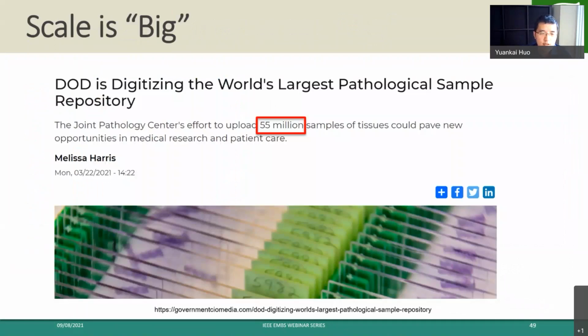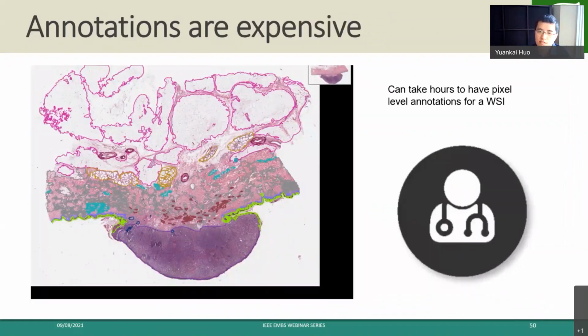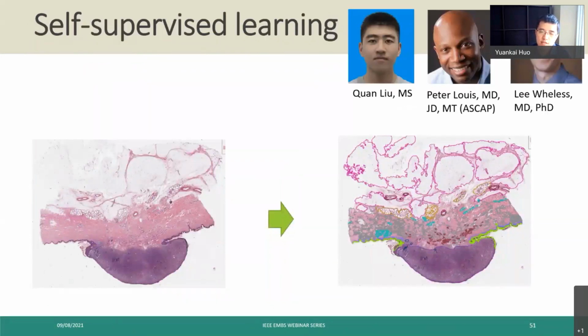And here is news I saw early this year that the DoD is releasing 55 million of these gigapixel whole slide images in the next 5 years. But today's technology is not scalable to this scale of whole slide images. The reason is that manual quantification is extremely time consuming. It can take hours to just annotate a single whole slide image with different tissue categories. So our motivation is: can we reduce the number of manual annotations through self-supervised learning strategies?